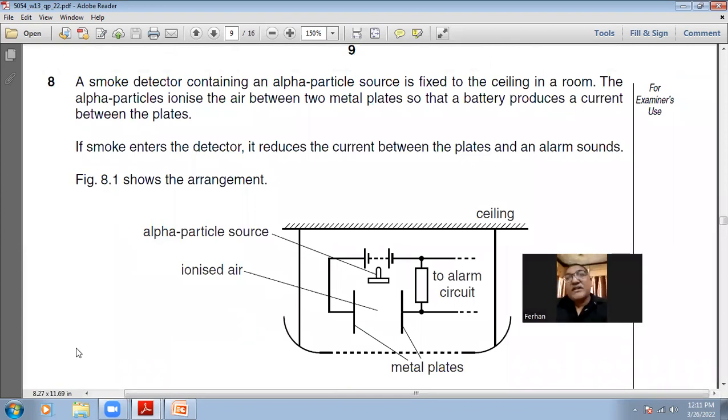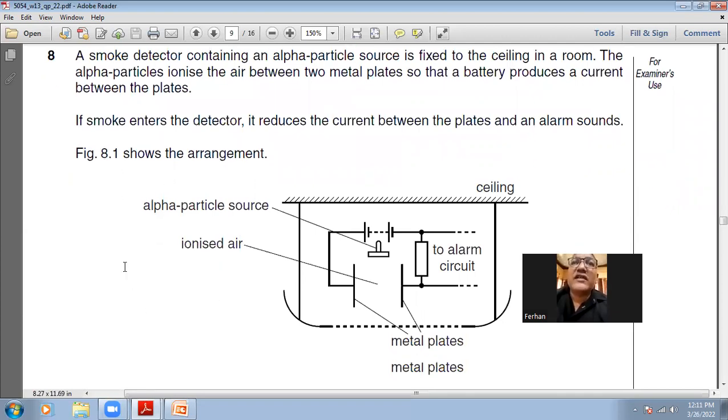A smoke detector containing an alpha particle source is fixed to the ceiling in a room. The alpha particle ionizes the air between two metal plates so that a battery produces a current between the plates. If smoke enters the detector, it reduces the current between the plates and an alarm sounds. Figure 10.1 shows the arrangement.